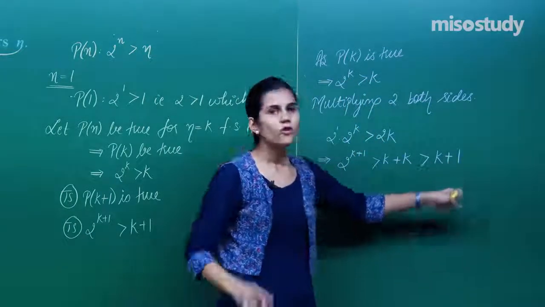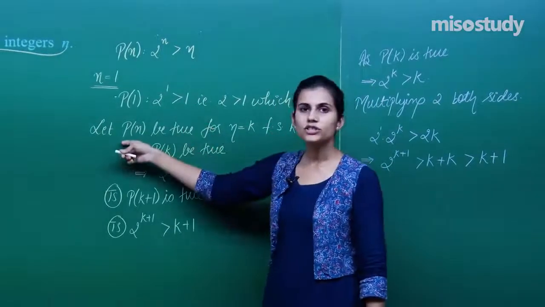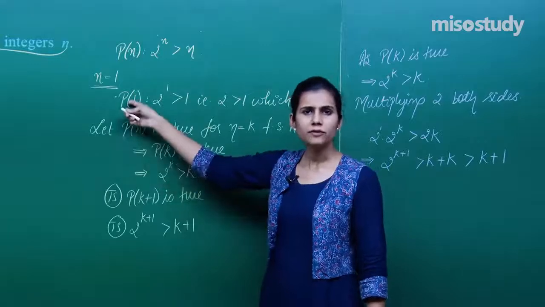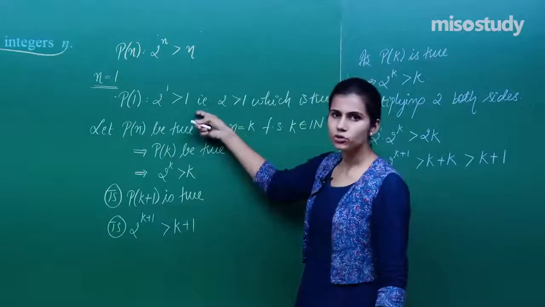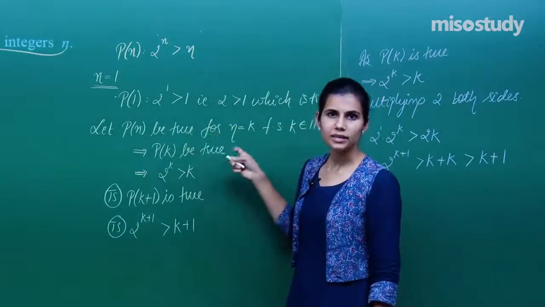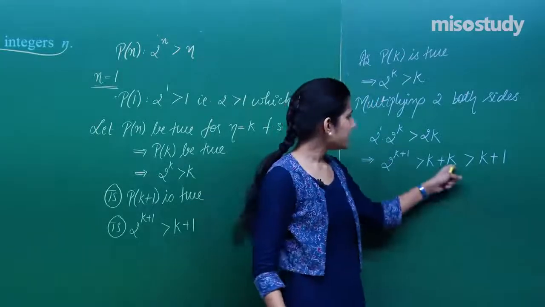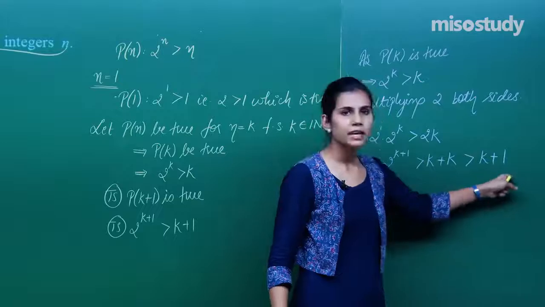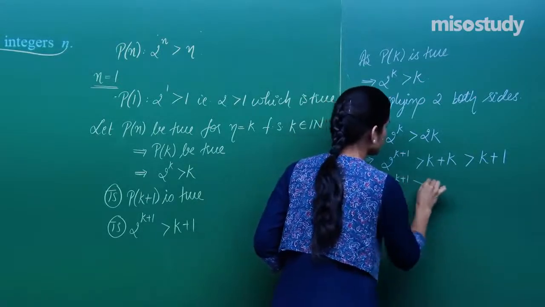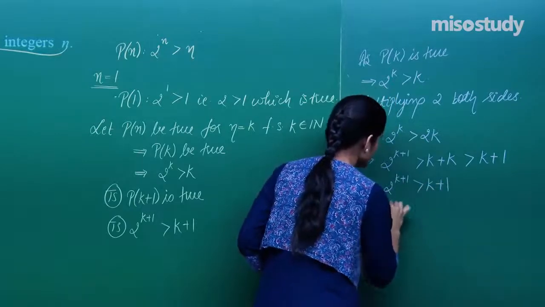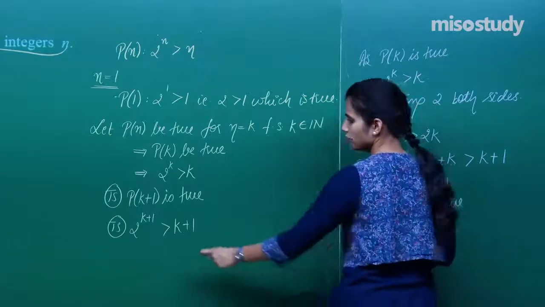So k plus k is always greater than or equal to k plus 1. Is it okay? See, for 1 already the statement is true. If I am assuming that it is true for some k, k is obviously different from 1, greater than 1, because for 1 it is already true. If I am assuming for Pk that Pn is true, then this k is definitely greater than 1. If k is greater than 1, k plus k is greater than k plus 1. And this implies 2 to the power k plus 1 is greater than k plus 1, which implies Pk plus 1 is true, because that is what I wanted to show.